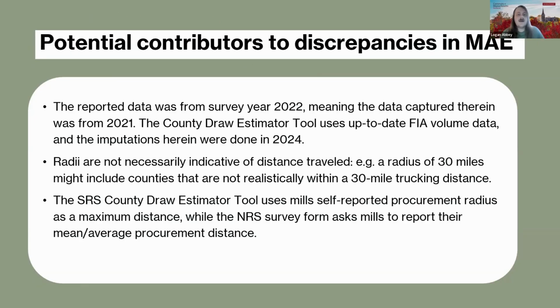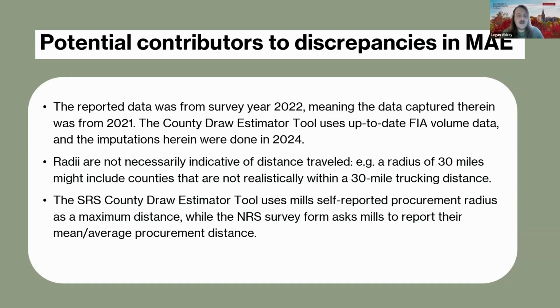And something also to consider is that a radius is not always indicative of the distance traveled. A lot of times, my impression is that when the mills are reporting their procurement radius to us, they're really thinking about drive distance, a drive time. So a 30-mile radius around a mill might include counties that are not realistically within a 30-mile trucking distance.